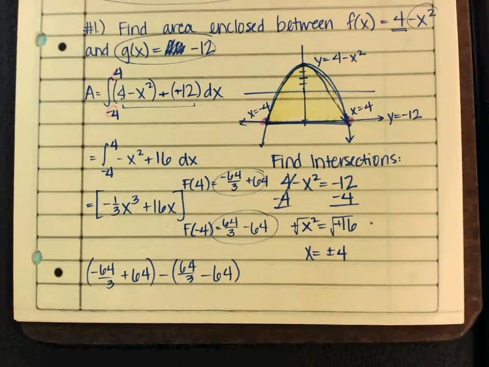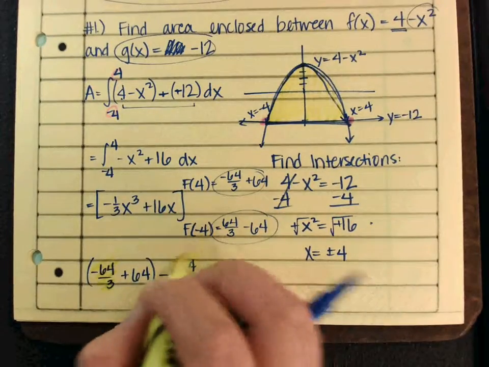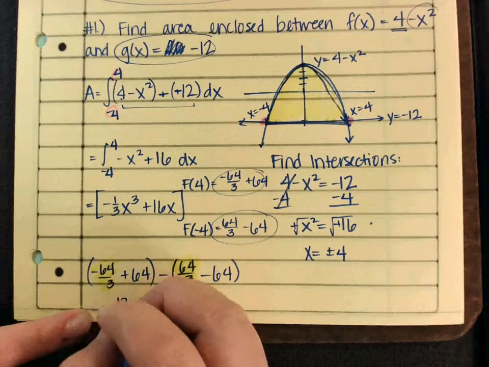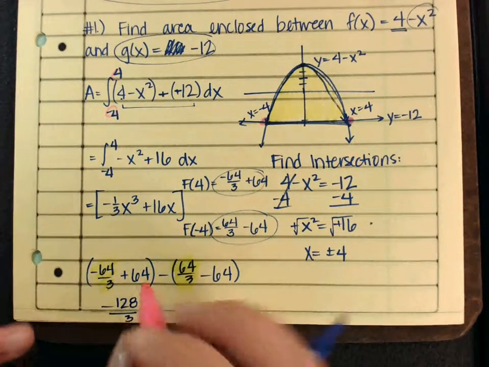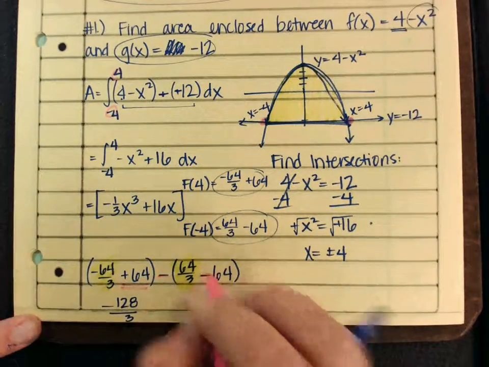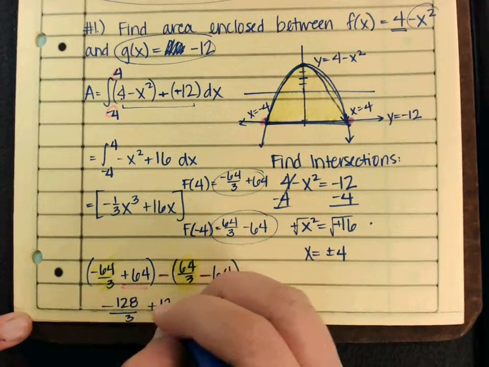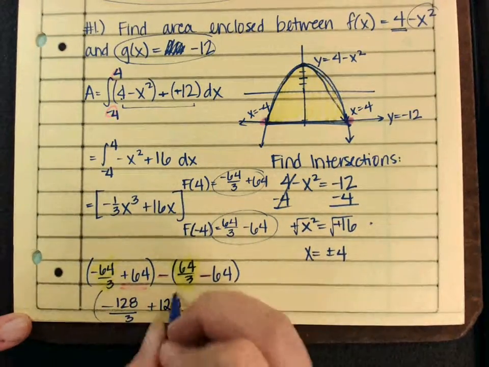And so then from there, I'm going to combine like parts. So negative 64 minus 64 more, that's going to give me negative 128 thirds. And then if I have 64 minus negative 64, that's really a plus, so that'd be plus 128. Okay, and then that's good enough for your total area.